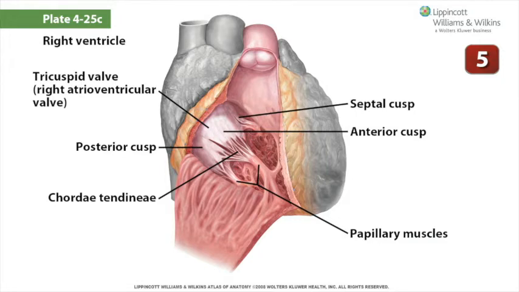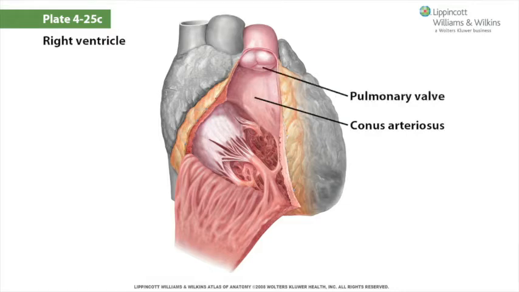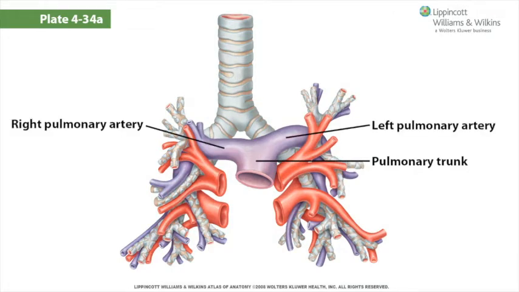Thus, blood pressure closes the atrioventricular valve, while the papillary muscles and the chordae tendineae prevent the valve from prolapsing into the atria, thereby preventing regurgitation of blood from the ventricles back into the atria. The blood in the right ventricle is instead squeezed into the conus arteriosus through the pulmonary valve and into the pulmonary trunk.